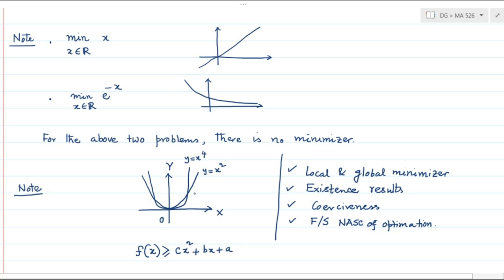Fine. So I again offer my heartfelt apology for my mistake in drawing the graphs of the functions y equals x to the power 4 and y equals x square. Anyway, on the next day we will try to discuss all these four things which are going to come in the next lecture.